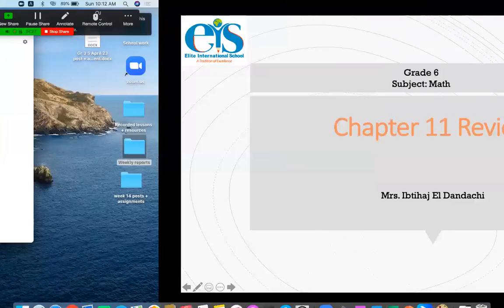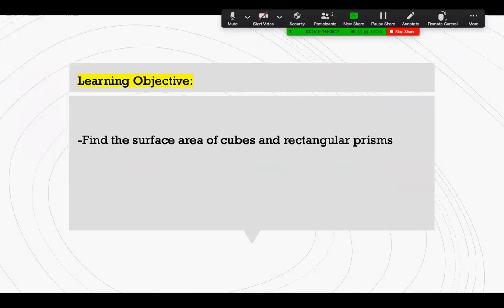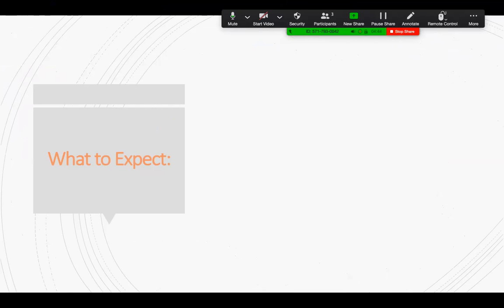Okay, guys, we're going to start our lesson. Whenever any other classmates join in, they will be more than welcome, okay? This Zoom session is allocated for Chapter 11 review. I will first share the screen, and tell me if you can see what I'm sharing. Can you all see it now? Chapter 11 review? Yes. Okay, very good. By the end of this session, you will be able to find the surface area of cubes and rectangular prisms.